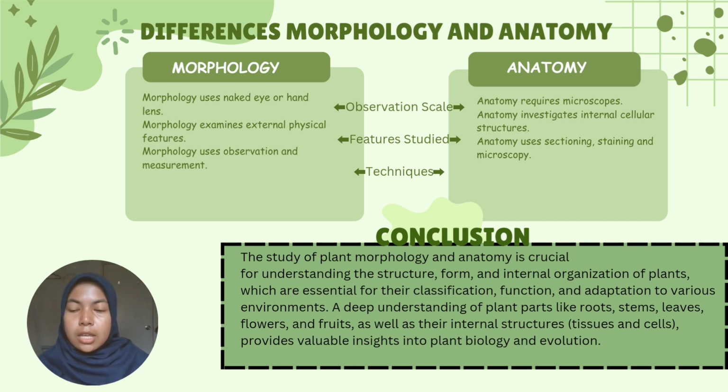In conclusion, the study of plants' morphology and anatomy is crucial for understanding the structure, form, and internal organization of plants, which are essential for their classification, function, and adaptation to various environments. A deep understanding of plant parts like roots, stems, leaves, flowers, and fruits, as well as their internal structures like tissues and cells, provides valuable insight into plant biology and evolution.